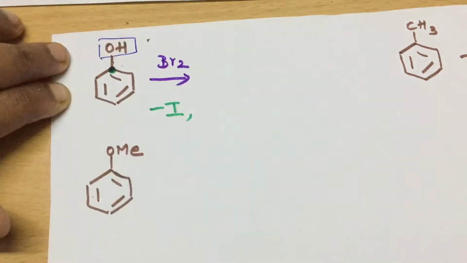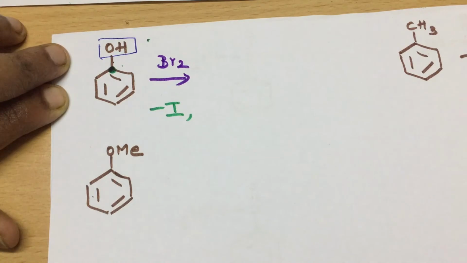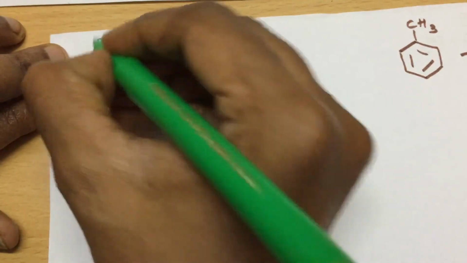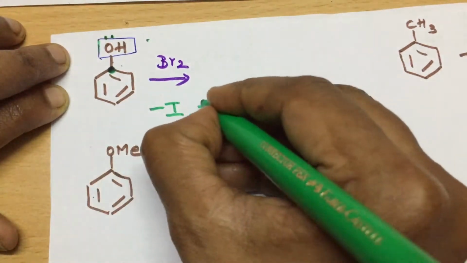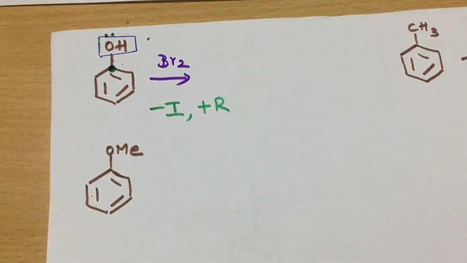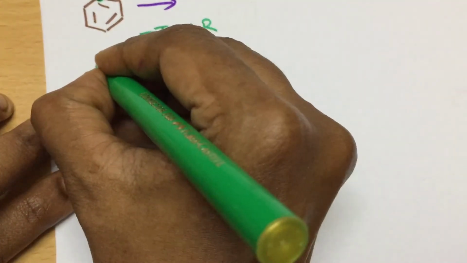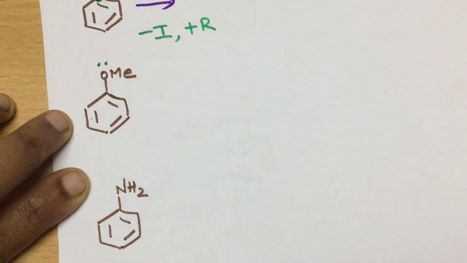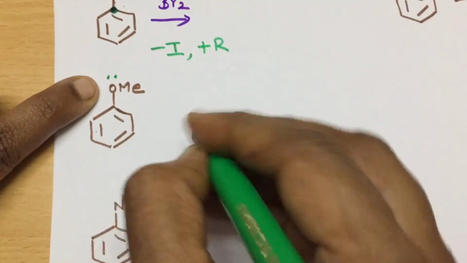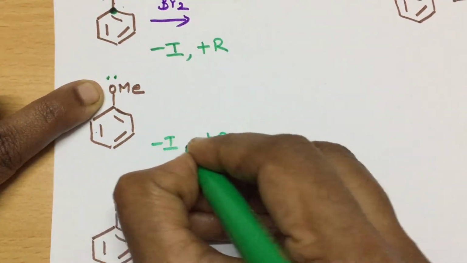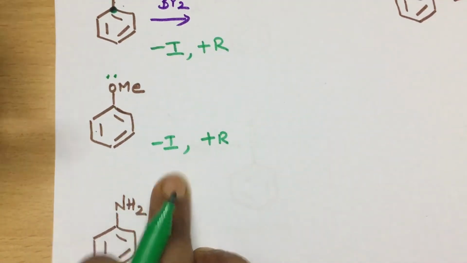Okay, then we have to solve the resonance. He is having lone pairs on his head. He is a rich guy. So plus R effect. Okay, solved. Okay, then we will see this one. What happens? He's a rich guy, oxygen, so plus R, and he is electronegative, more electronegative, so minus I.